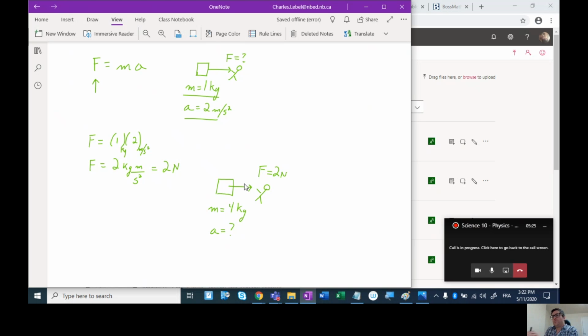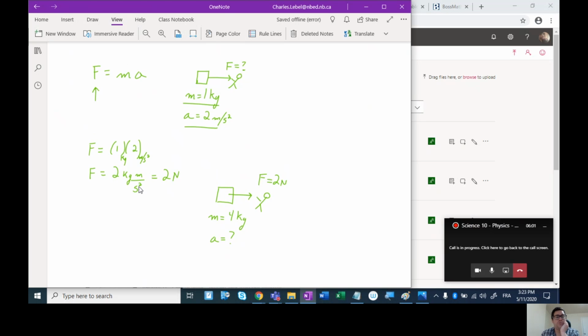2 newtons. You were able to pull a little mass, and then with 2 newtons, you're going to pull a bigger mass, right? Which one is going to go faster? The small mass, right? Because you're pulling it with the same force, and it's less massive, so it's going to fly a lot faster. But we don't need to do the math in our head. We have to do it on paper.